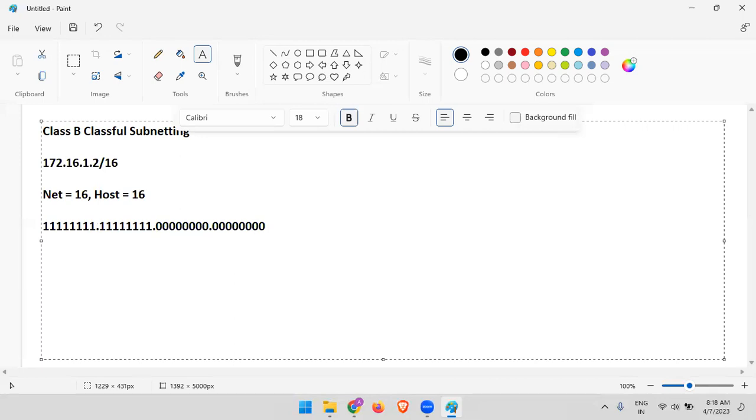Correct? And if you write it in decimal, from here we came to know that 2 octets are network, 2 octets are host. Then write the IP range here. What will be the IP range? Starting range 172.16.0.0. Next address, first valid IP, 0.1. Then the last address 255.255, and the last valid IP 255.254. Correct.